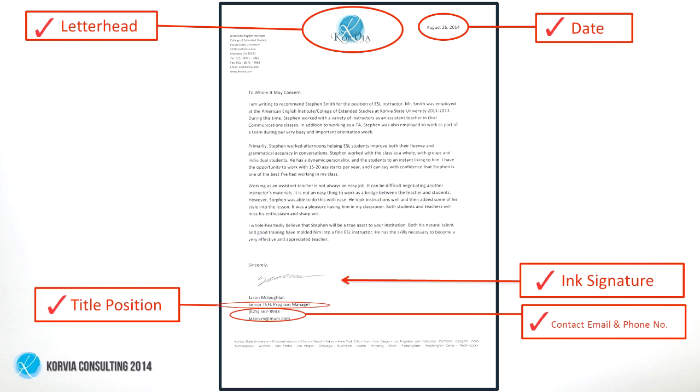It's also got an ink signature, which is really, really important. A lot of people might have those Wacom tablets and want to put in their signature digitally. You can't do that. It's got to be an actual signature with an ink pen. Okay. Also, it's got the title and position of the person. What did they do? And it's got their contact email and phone number, okay? Because EPIK is going to check with them and call them up to verify that they did write you a letter of recommendation.